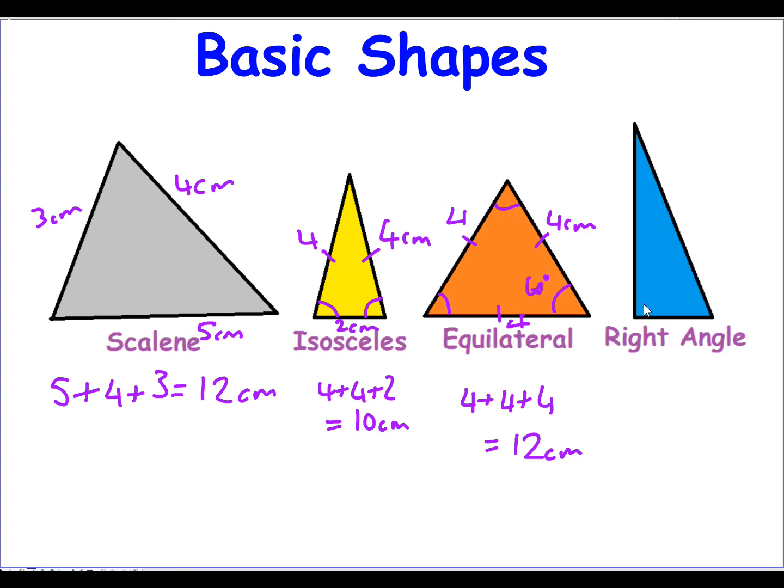Finally, our right angle triangle. Yes, it's got the right angle, but a right angle triangle can either be scalene or isosceles. So you just need to be careful of these two lengths. If they're the same, then it's an isosceles right angle triangle. If they're different, it's scalene. You need to be given all of the lengths. So this would be 5, this would be 4, this would be 3. So your perimeter would be 12 centimeters. So to work out the perimeter of a triangle, you need to be aware of which triangle you're dealing with.